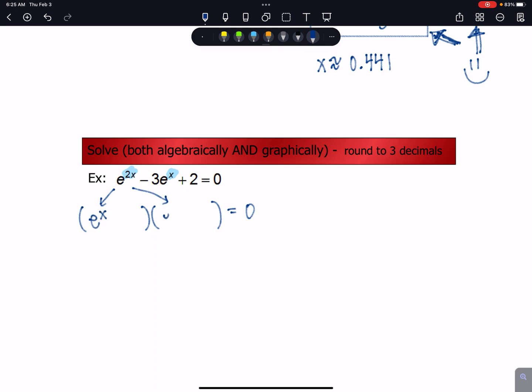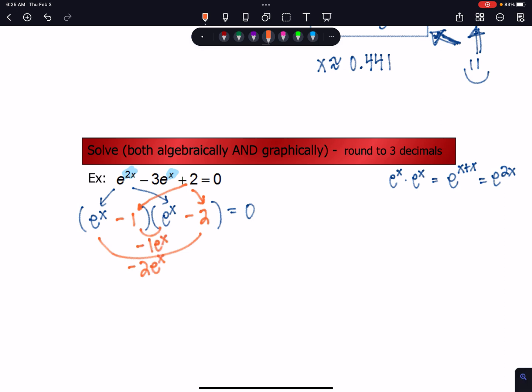So how do we get back to e to the 2x? That's e to the 1x. So e to the x times e to the x is e to the 2x. For those of you that are saying, huh? Same base, repeat the base, add the exponents. x plus x is 2x. So e to the x times e to the x is indeed e to the 2x. And then we have to multiply to get back to positive 2. And I need both signs to be negative, so -1 and -2. That outer gives me -2 e to the x. The inner is -1 e to the x, which is -3 e to the x.